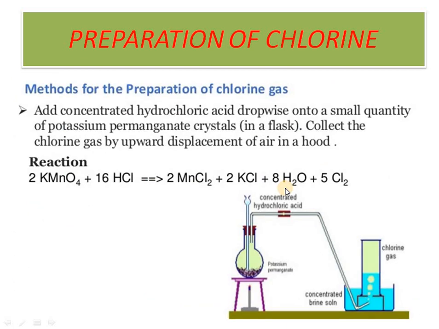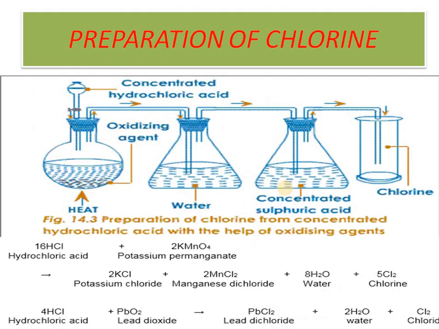Now, as I told you already, we can use KMnO4 also instead of MnO2, and we will get chlorine gas. As far as the syllabus is concerned, they have not mentioned that, but we can cover that topic also. Let us see lead oxide also, in the same manner: PbO2 plus 4 HCl gives PbCl2 plus water plus chlorine. Everything is the same, only the reactant is different, and we are heating and using concentrated hydrochloric acid in each of the reactions.